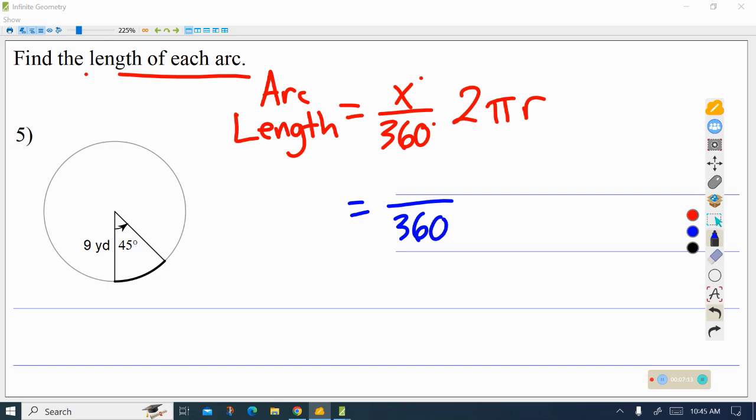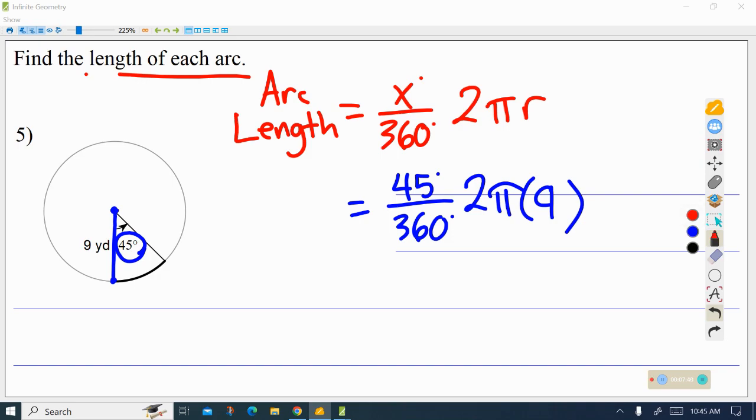Where do our values go? The value that goes here with the x is going to be this angle over here. And for the radius, we will plug in 9. We should understand the radius of a circle is the distance from the center to the edge, and that has to be given to you in a case like this when we're solving the arc length.